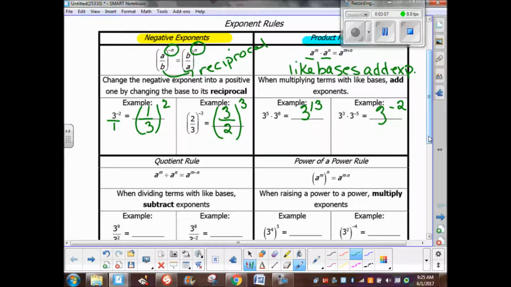Let's take that one more step. What would 3 to the negative 2 be with a positive exponent? Bart. Parentheses 1/3 parentheses, to the second power. Yeah. So those other rules still apply. It doesn't matter what you're doing to the problem. Okay, so those are equivalent.